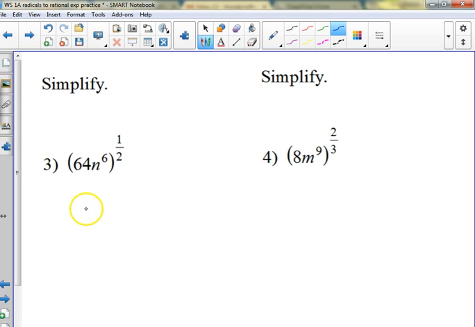What does this mean? Does that simplify? What's the square root of 64? Not plus or minus, but just 8, right? It's called the principal root. Yes?